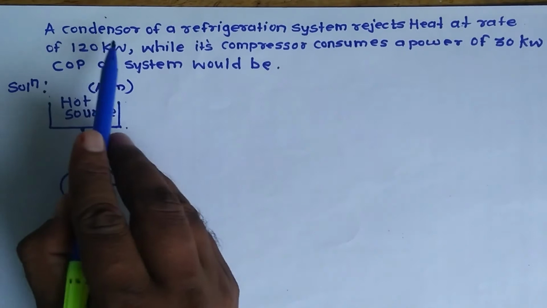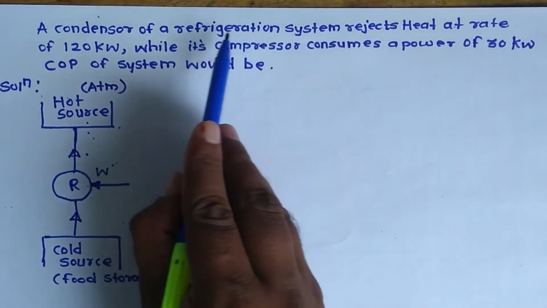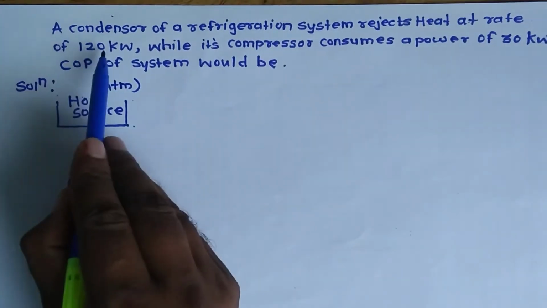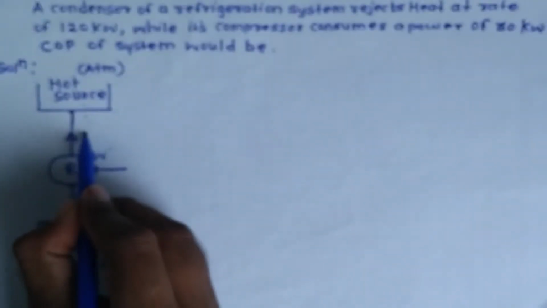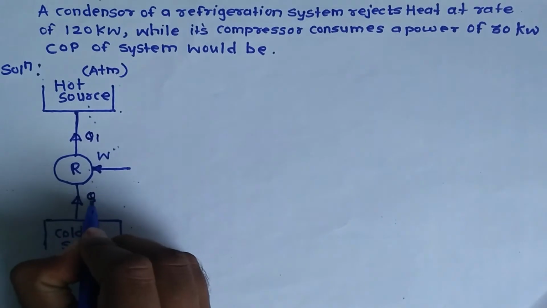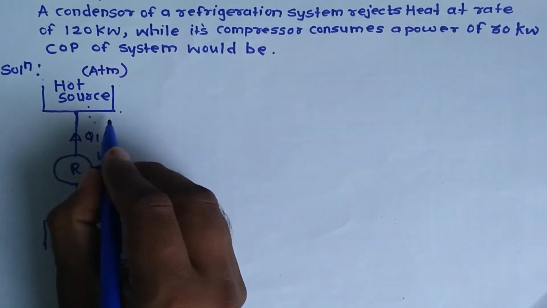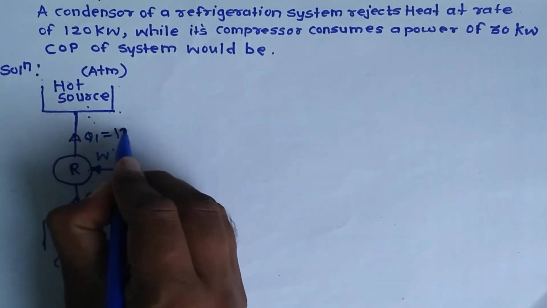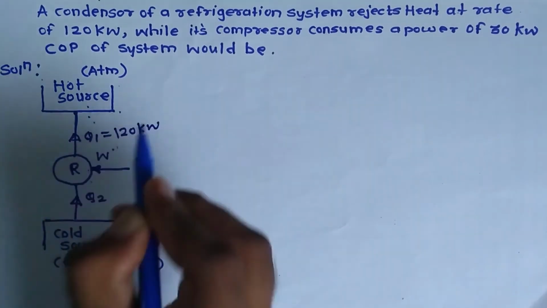So here in that problem statement they have given condenser of refrigeration system reject heat at the rate of 120 kilowatt. So this will be the Q1 and this will be the Q2. So Q1 is what? Heat rejected from that condenser or that refrigerator. So that Q1 will be the 120 kilowatt.